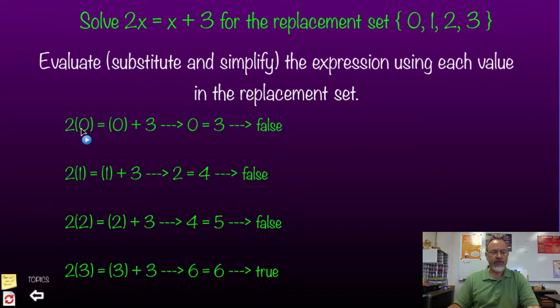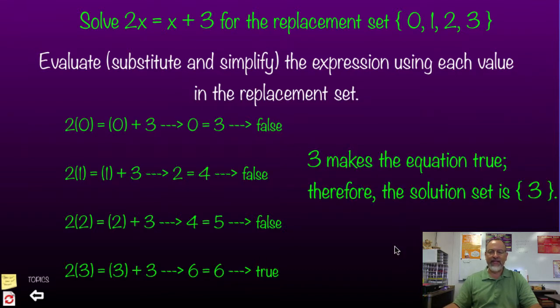So when I substitute in 0 for x, remember we write the equation, putting in parentheses for each of the variables, and then we substitute in the values. So when I substitute in 0 for x, I have 0 equals 3, which is false. When I substitute 1 in for x, I get 2 equals 4, which is false. When I substitute 2 in for x, I have 4 equals 5, which is false. But when I substitute in 3 for x, I have 6 equals 6, which is true. So out of all of these possible replacement numbers, the only one that gives me a true statement is the number 3. So the value 3 is the only number in the solution set. So my answer, or the solution to this equation, is the value 3.